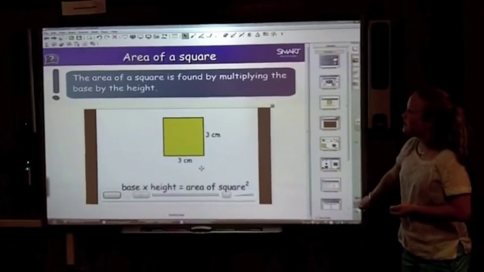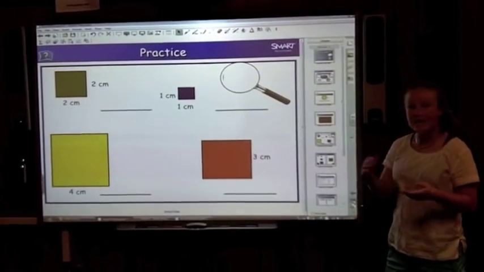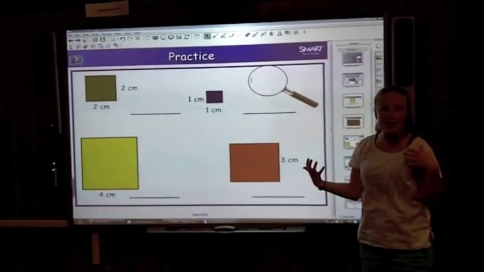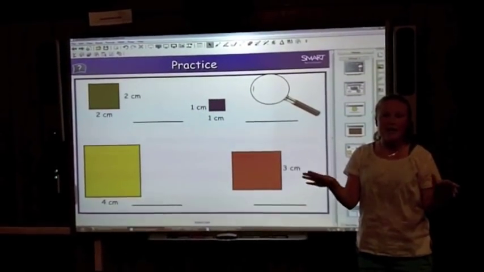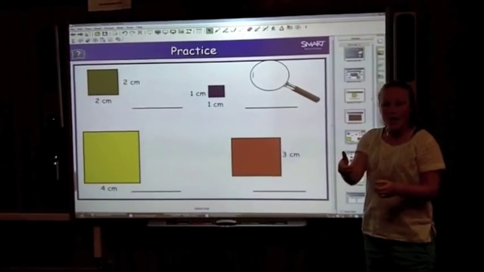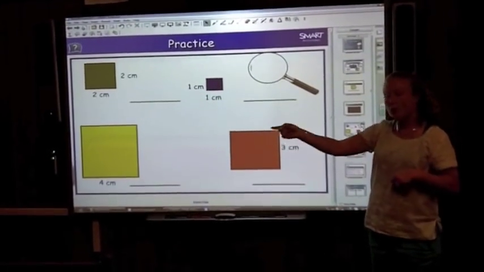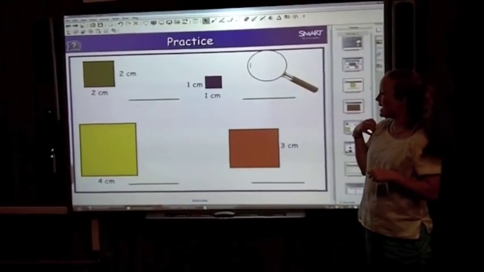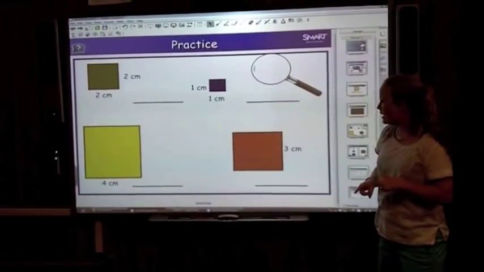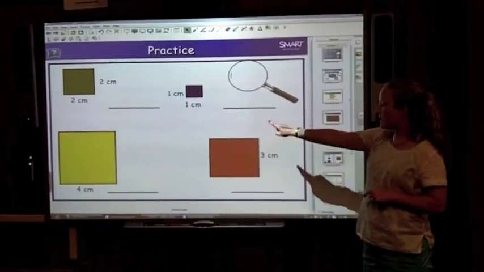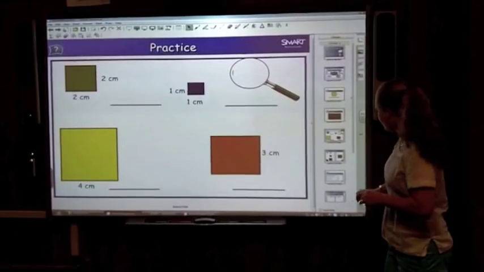The next slide that Smartboard has for us is practice. You can have students come up and participate in this practice. You can have them do it at their desk. Some Smartboards come with a device for the students to fill in, and then you at your computer can see what the students wrote in for an answer. So for this one, it has 2 centimeters by 2 centimeters, 4 centimeters, 1, and 3.